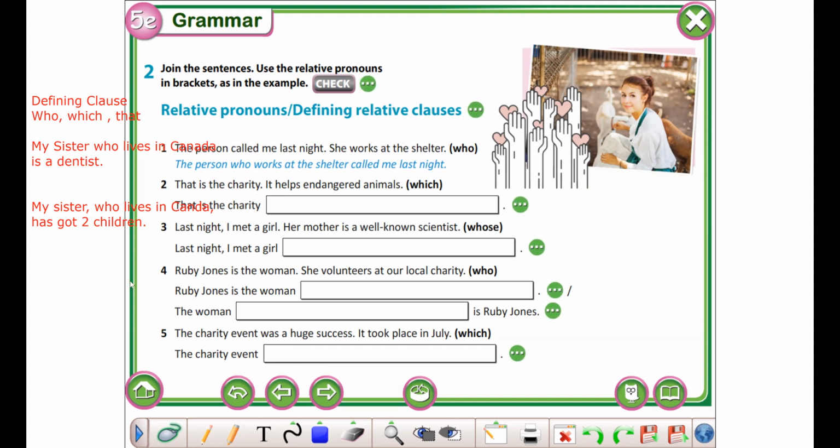This is number 2. Exercise 2. Sentence number 2. Are you ready?